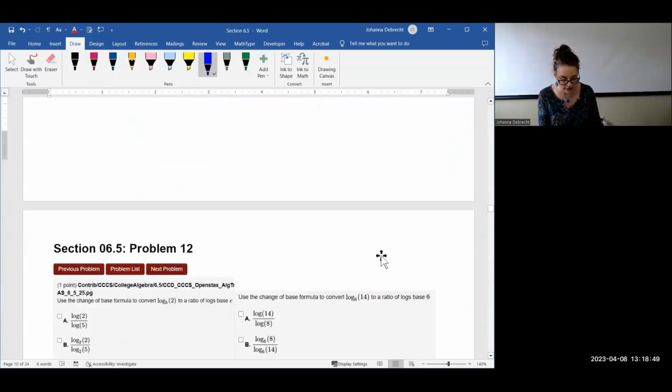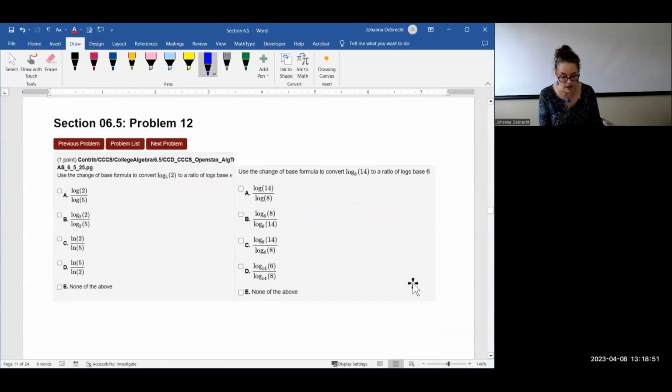Let's now turn our attention to problem number 12. Problem number 12 is using one of the properties we've not used yet. This is the change of base. And again, we mostly use this when we can't simplify it to get to a number value by switching to exponential form. And we need to convert from one base into something we can do on our calculator.